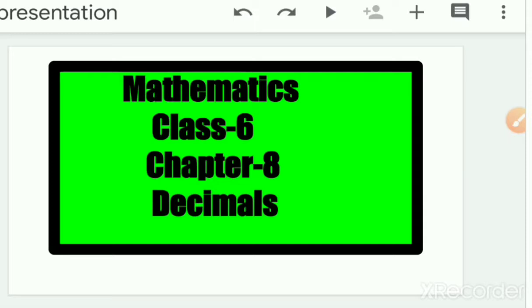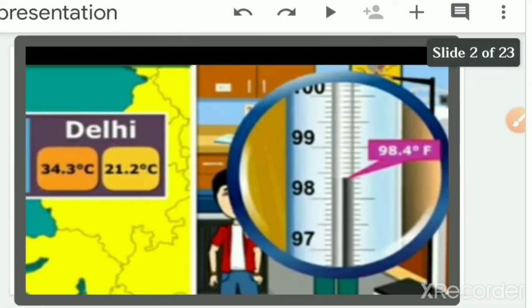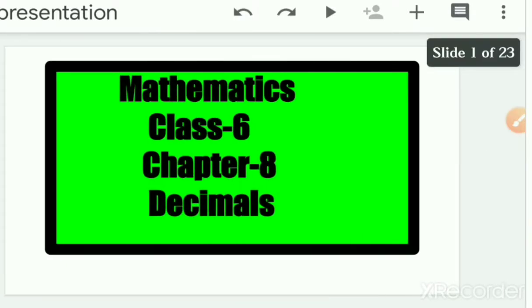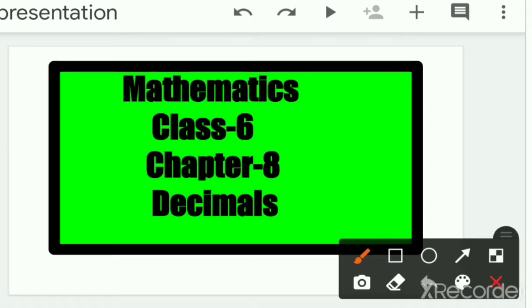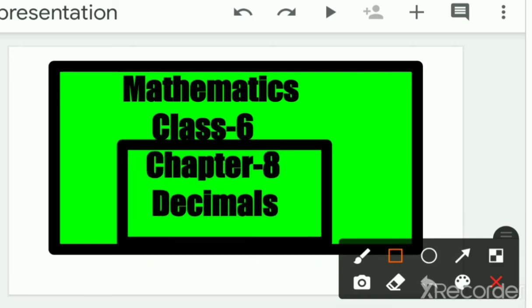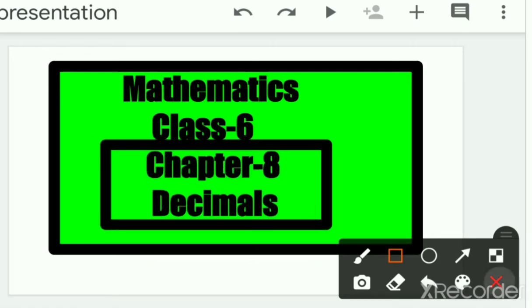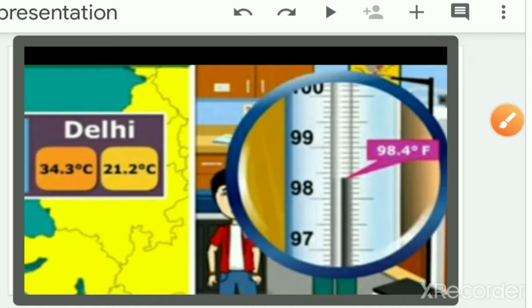As you know, we have already completed the fraction chapter and mensuration. Now I'm going to take chapter number 8, decimals. This is chapter number 8, that is decimals, right?